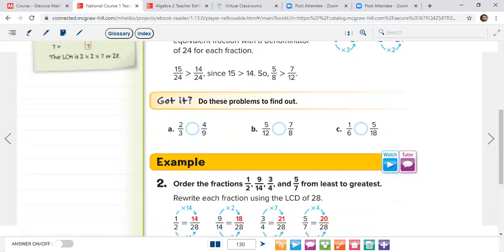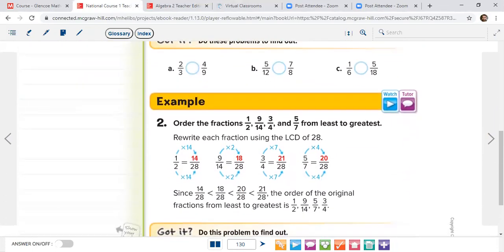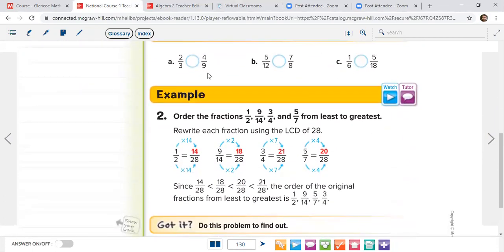Now we need to do the same. So let's try to solve problem A. I have here 2 over 3 and 4 over 9. Look at the denominators, 3 and 9. We must make them the same denominator. So it's easy to multiply here by 3 up, multiply by 3 down. So 2 over 3 will be 6 over 9.